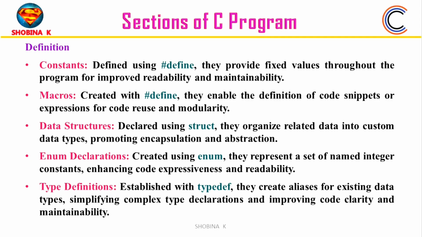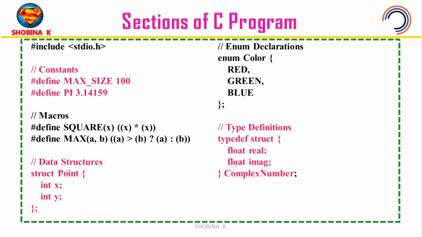In simple terms, #define allows us to define macros, which are like shortcuts for constants or code snippets. We usually use uppercase letters for constants defined with #define macro. Remember, #define statements do not need a semicolon at the end. And in this example, constants MAX_SIZE and PI are defined using #define, and macros SQUARE and MAX are defined using #define. The data structure Point is declared using struct. Enum declaration Color is declared using enum. The type definition ComplexNumber is created using typedef.